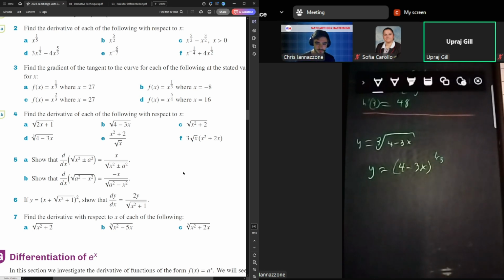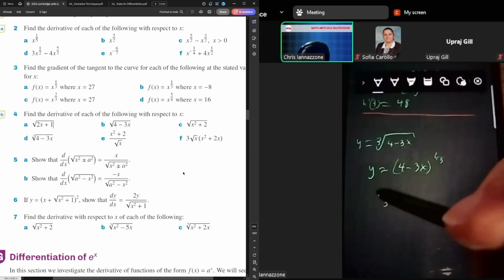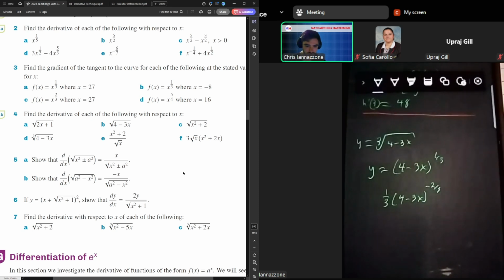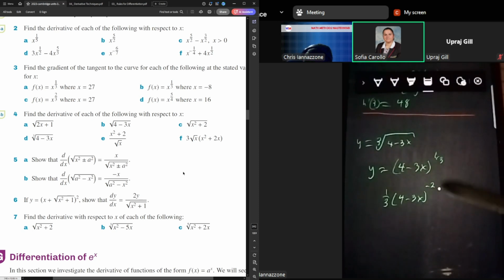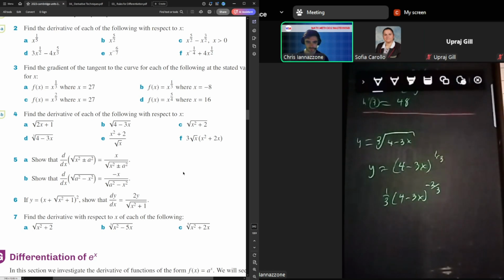Do you bring 1/3 as a coefficient to the front and then make the power a negative 2/3? That's certainly part of it. 4 minus 3x, negative 2/3. There is something that's missing from that. Multiply it by -3. Multiply by -3 is correct, yeah. Why are we doing multiply by -3? Because that's the derivative of the u bit of it.